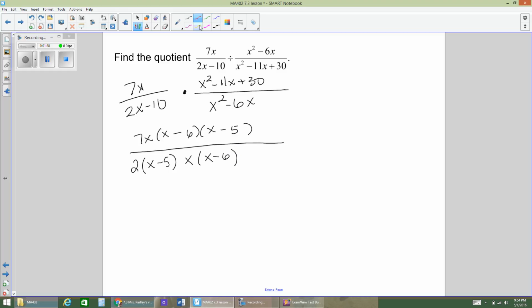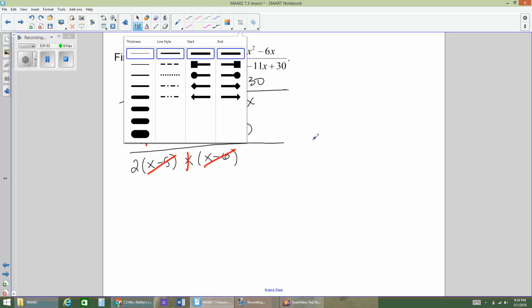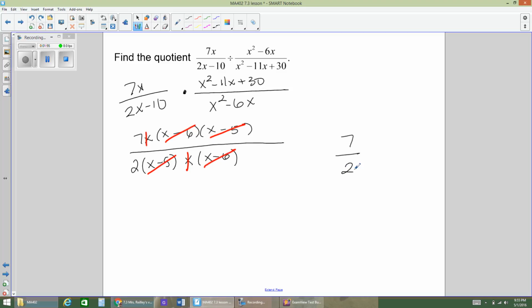Ooh, look what's going to happen. The x minus 5's cancel, the x minus 6's cancel, the x's cancel. Wow, everything canceled. And it leaves me with 7 over 2. Wasn't that fun?